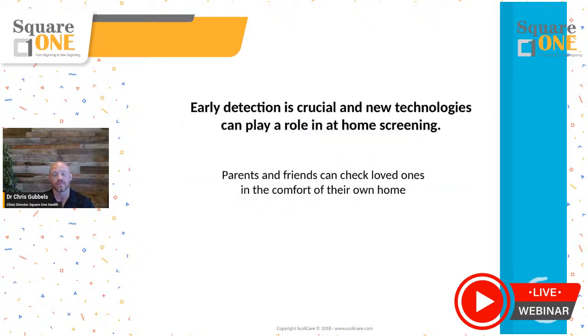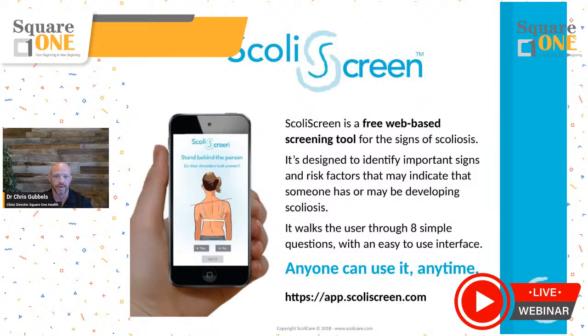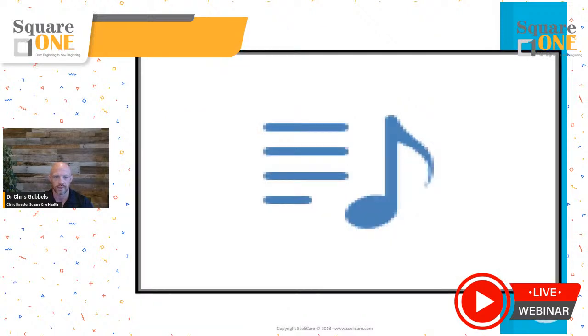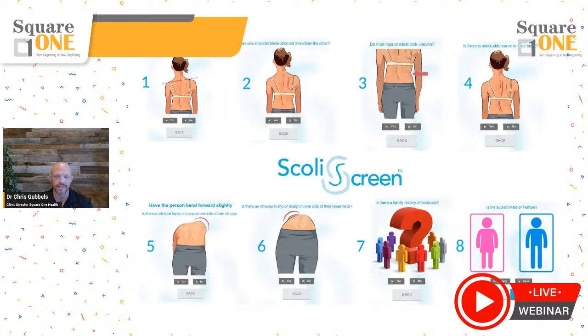Now, there are some at-home screening things that you can use, and I'm going to talk about one app, especially if you're not close to a specialist or maybe you live in a rural community. Here's some things you can do at home. And there's an app called app.scolioscreen.com, and you can download this. It's free, and you can just have your child or your adolescent take their shirt off or stand there with a tank top on or have their bra on, and you can just look at their body and answer the questions. So it's going to ask you if you see any unleveling.